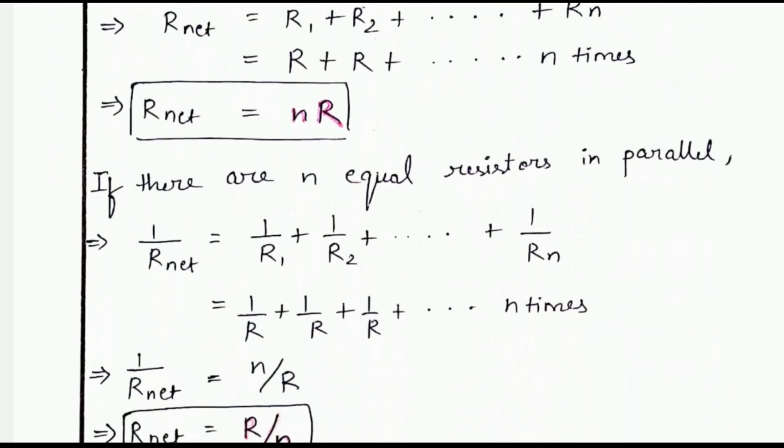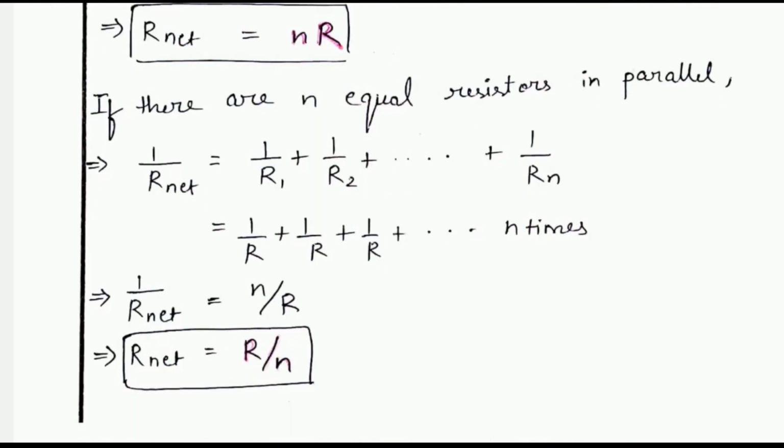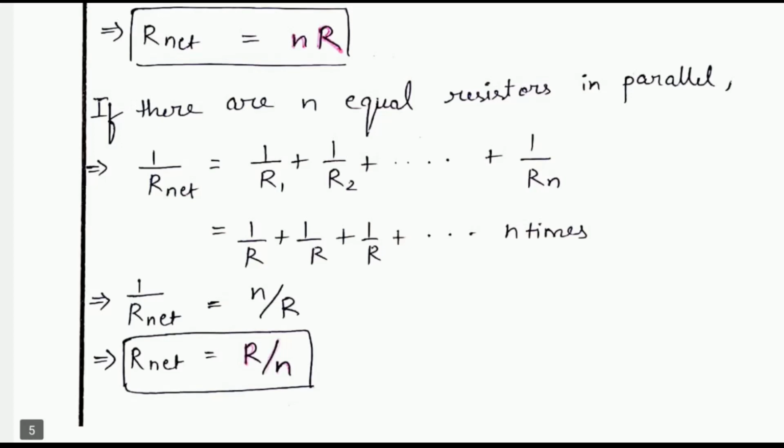But if those n resistors are in parallel, then the 1 by R net will be equal to 1 by R1 till 1 by Rn, and 1 by R1 will become 1 by R, 1 by R2 will also become 1 by R. Similarly, you are going to add 1 by R n times. So the inverse of net resistance will be n by R, or the net resistance is going to be R by n. So if you are adding resistors in parallel, you are going to decrease the value of the combination of the resistors, and if you are going to add resistors in series, you are going to increase the resistance.